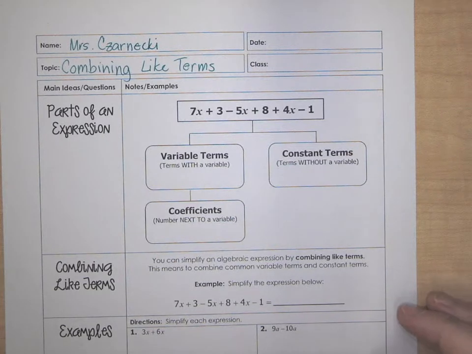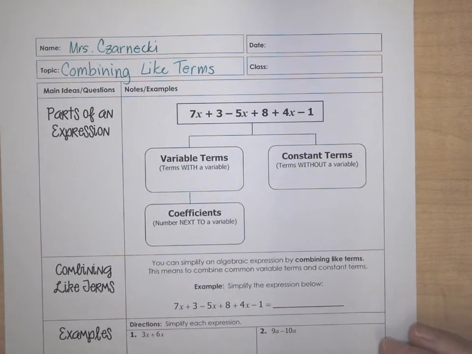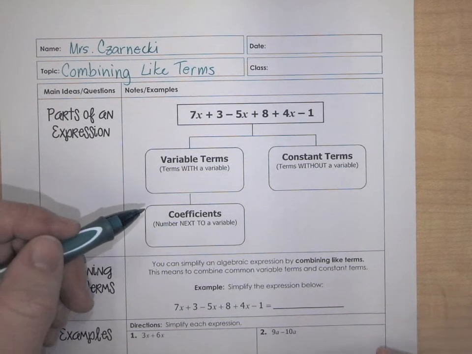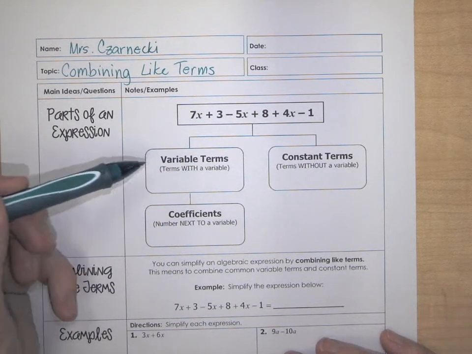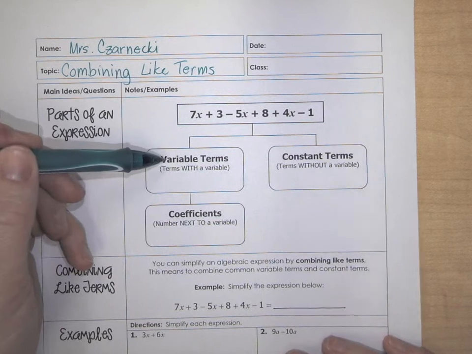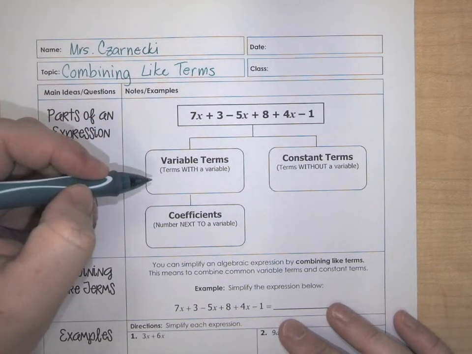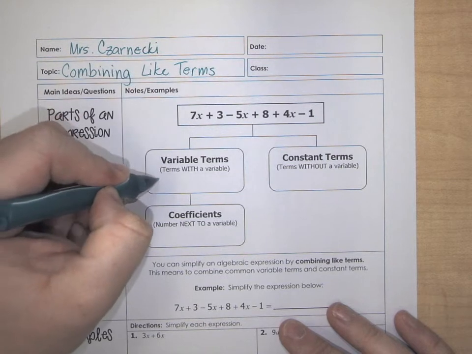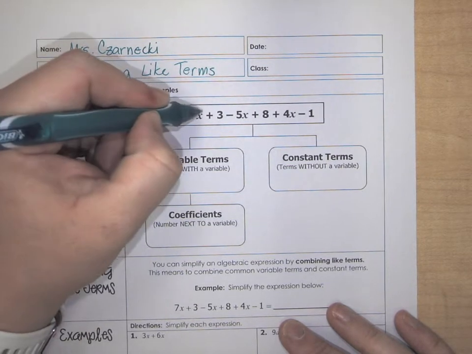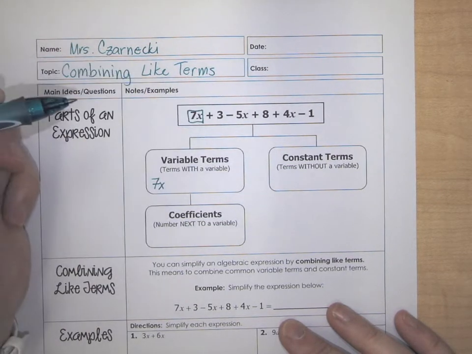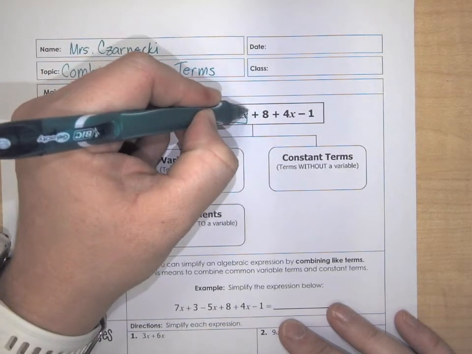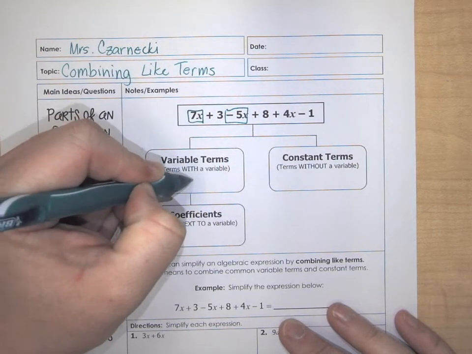So we're going to be looking at different expressions and we're going to be working on how we can simplify those expressions. First, we want to look at variables with terms. If it has a variable, that means it is a term with a variable. So, examples here are 7x. Another example is negative 5x.